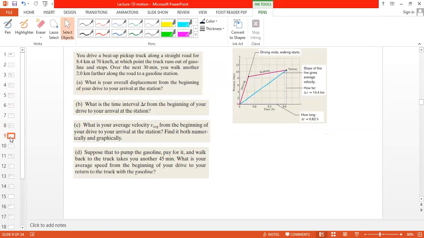Let's try a math problem. This is the math. You drive a pickup truck along a straight road for 8.4 kilometers at 70 kilometers per hour, at which point the truck runs out of gasoline and stops. Over the next 30 minutes, you walk.